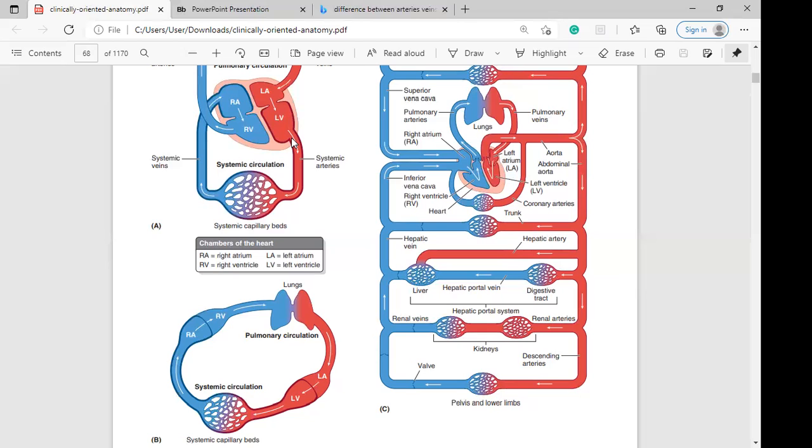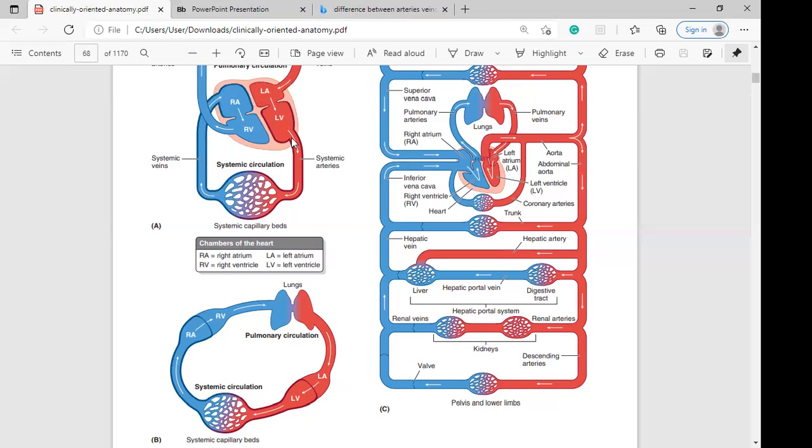Arteries carry blood away from the heart. Veins carry blood to the heart. Arteries carry blood at high pressure, and veins carry blood at low pressure. The arteries have thick walls. The veins don't have very thick walls. And the artery carries oxygenated blood except one, the pulmonary artery.